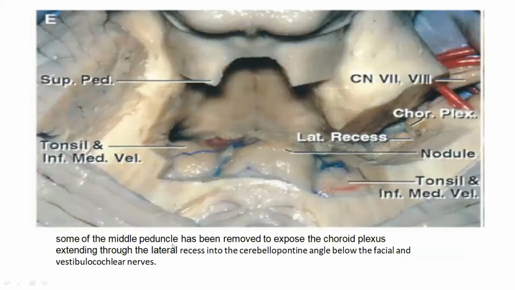Now here in this figure, some of the middle peduncle has also been removed. So this exposes the lateral anatomy of this region. When the middle peduncle has been removed, this exposes the choroid plexus extending through the lateral recess. Now this is the choroid plexus, which is extending through the lateral recess of the cavity of the fourth ventricle, and it is hanging down into the CP angle, just below the facial and the vestibulocochlear nerves that are located over here.